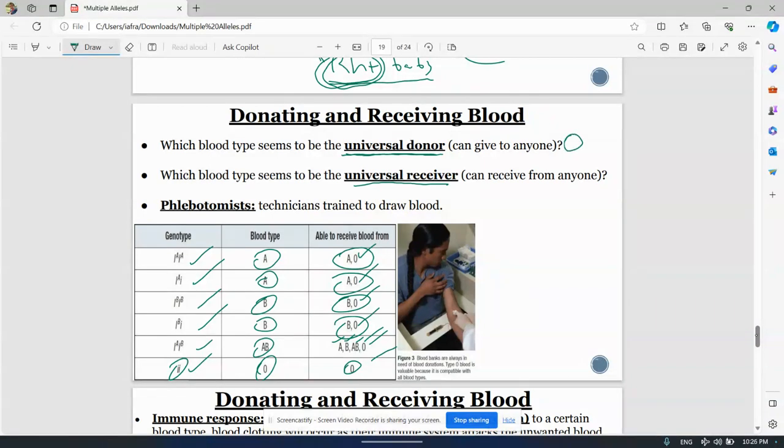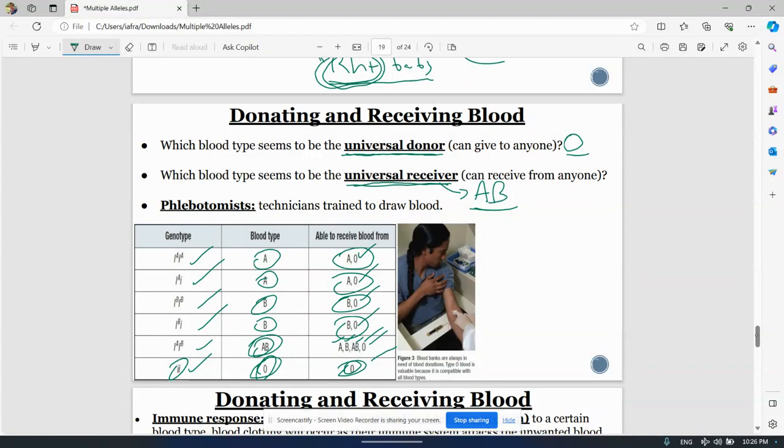And then universal receiver, that's basically someone who can receive from anyone. So you'll see A is pretty picky, B is pretty picky, O is pretty picky, but look, AB doesn't really care that much. So AB is generally a universal receiver. Now, we're going to go over that in some detail to see why is it the case. Why can O be given to everyone and AB receive from everyone? And why is it that O just doesn't like anybody else? Why can't O interact with other blood types?